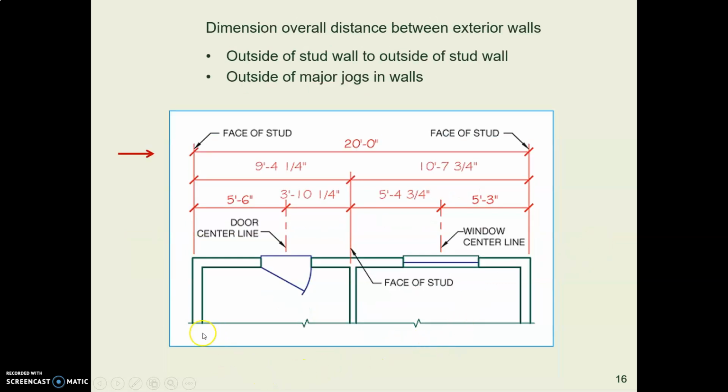We dimension outside to outside, so if you have a corner of your house or a bay window or a jog, anything like that, we dimension from the outside of the wall to the outside of the wall.